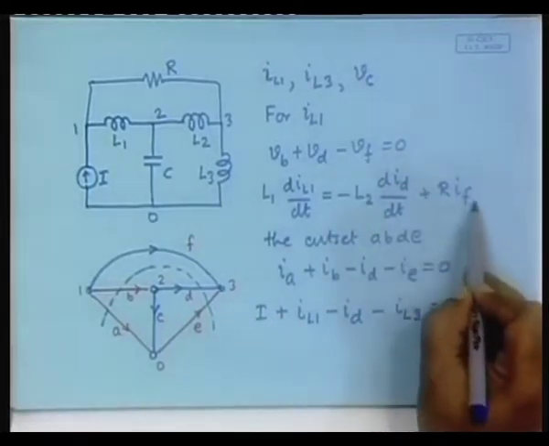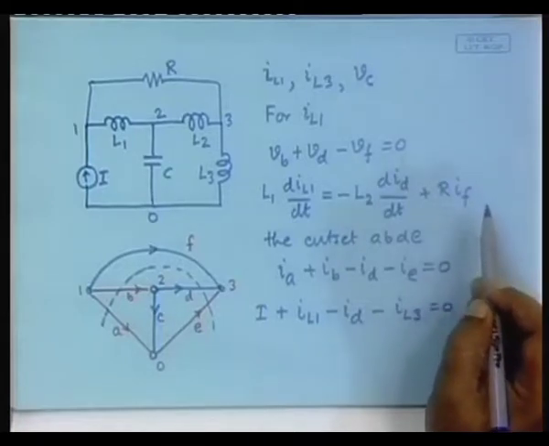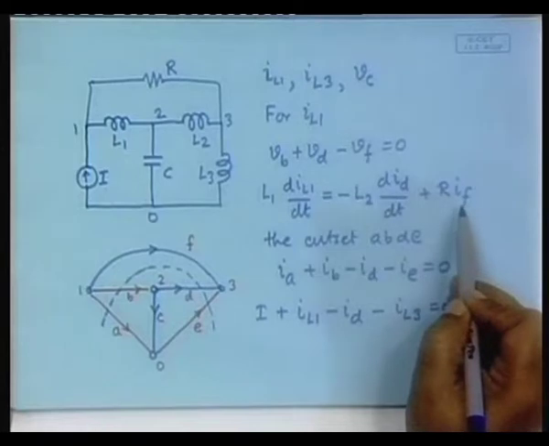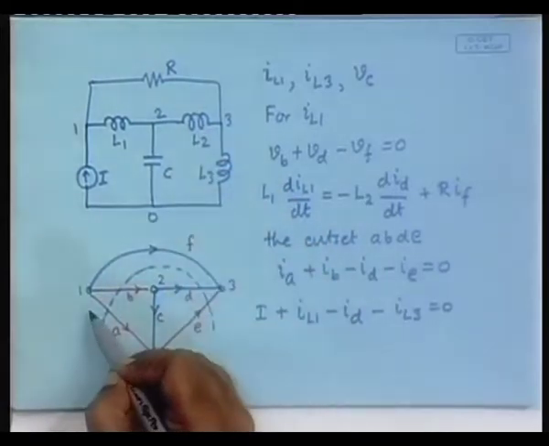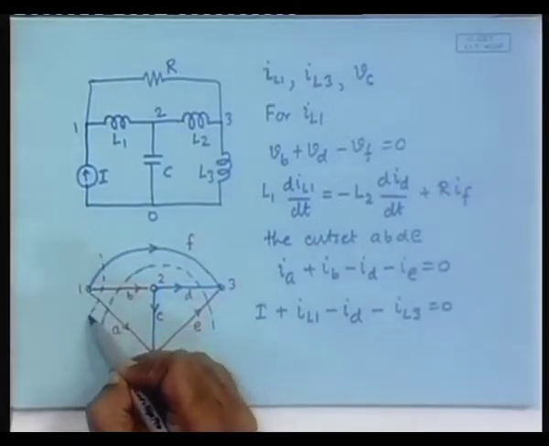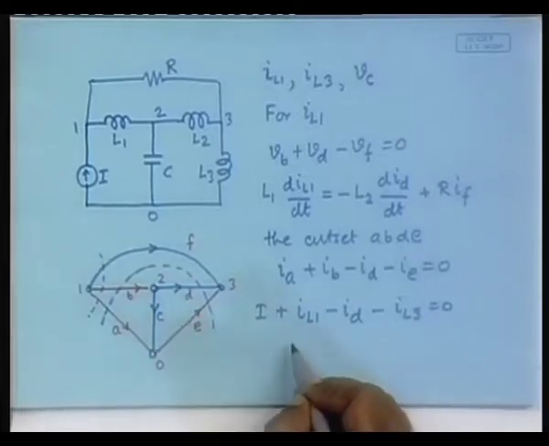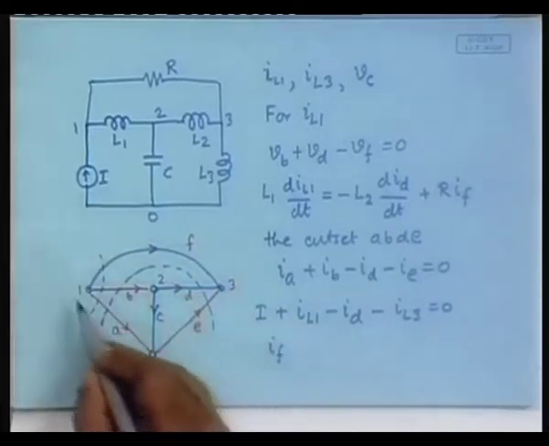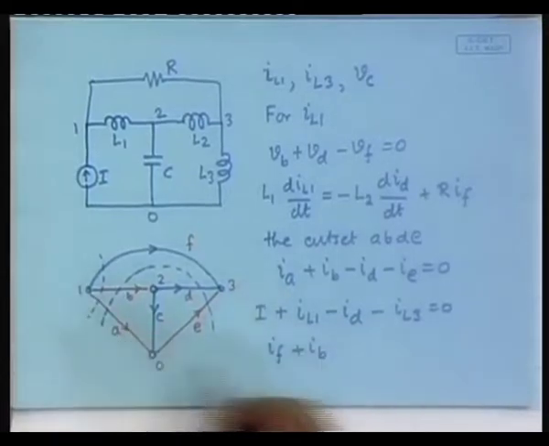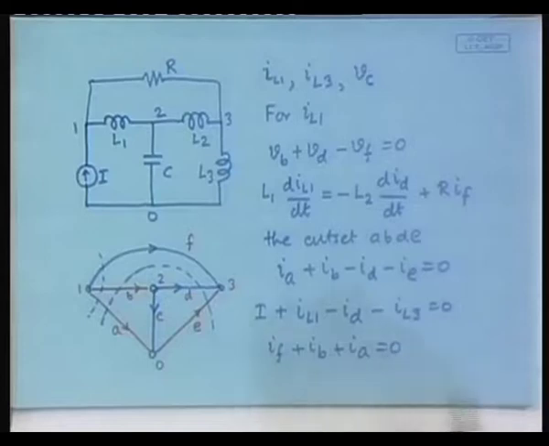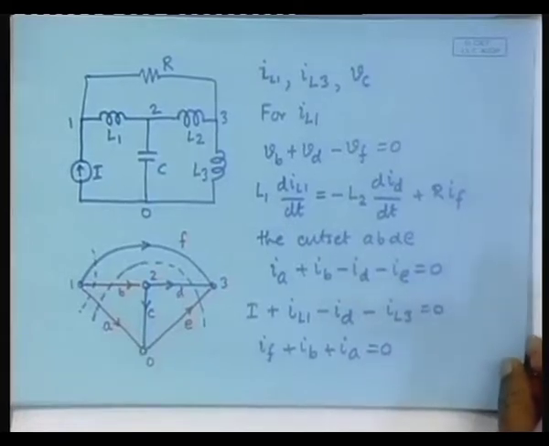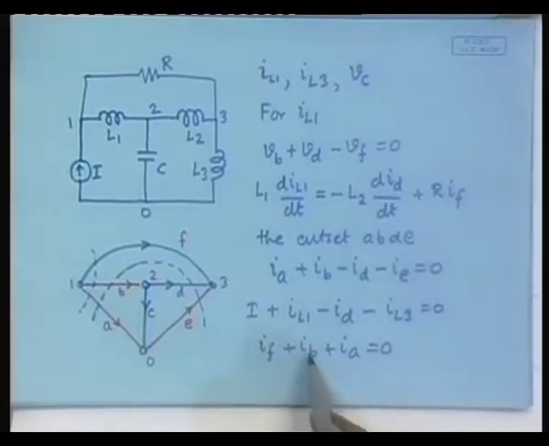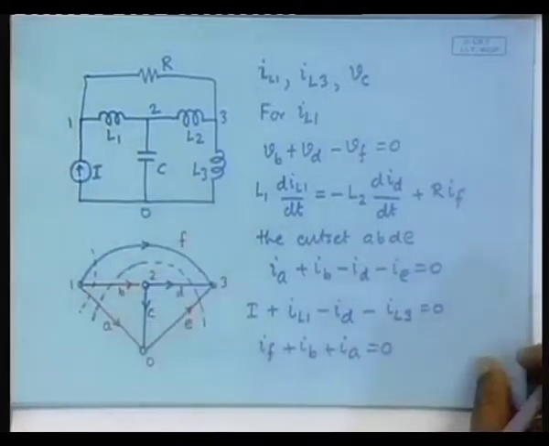We also need to find out this one, IF. IF should be found from the basic cut set that includes this branch. Where is the basic cut set? This one. So that is obtainable as IF this way plus IB plus IA is equal to 0. Substitute these two. IB we know it is IL1 and IA we know it is this I. So we substitute it here.